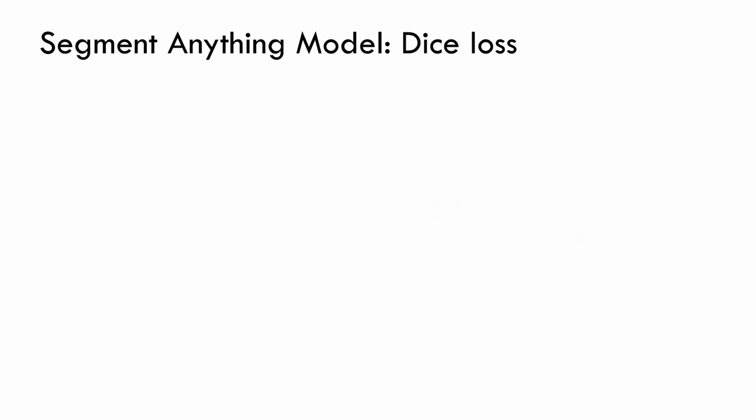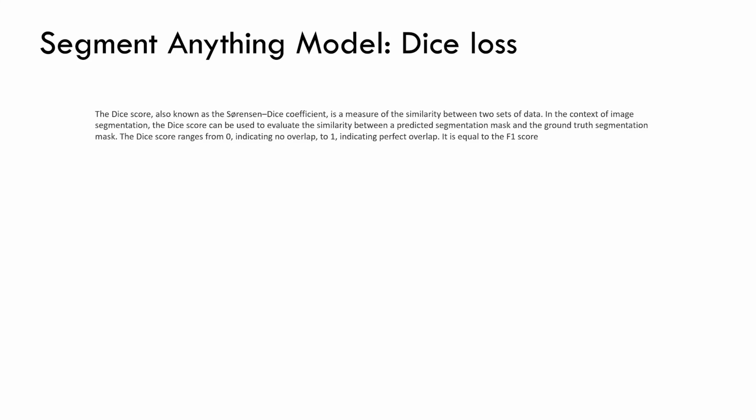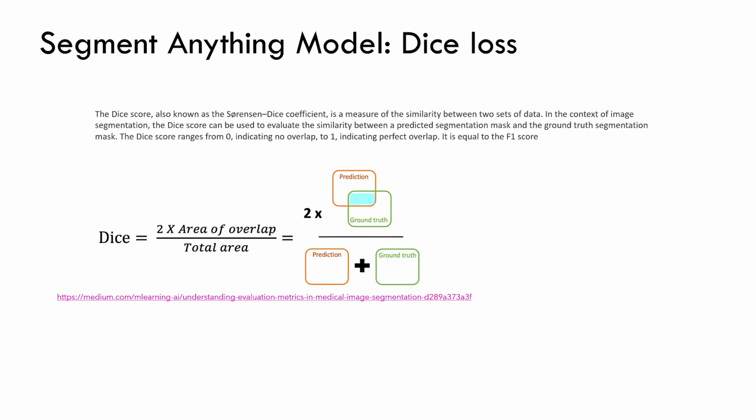The next loss is the dice loss. The dice loss comes from the Sørensen-Dice coefficient, and it's also called the F1 score, and it's calculated as twice the intersection, so twice the area of overlap, divided by the total area. This is actually a measure of similarity between two sets of data. To get the loss, we just do 1 minus the dice score.